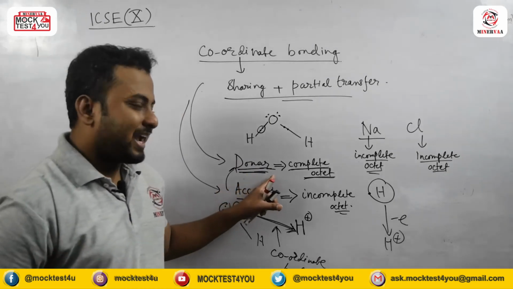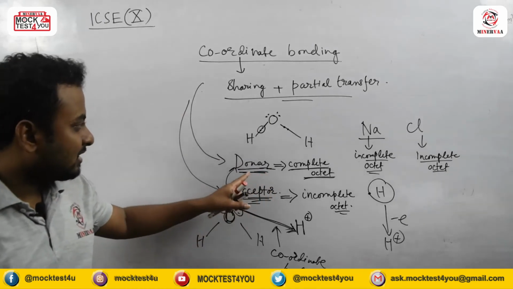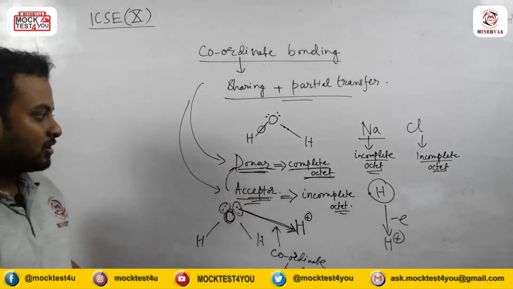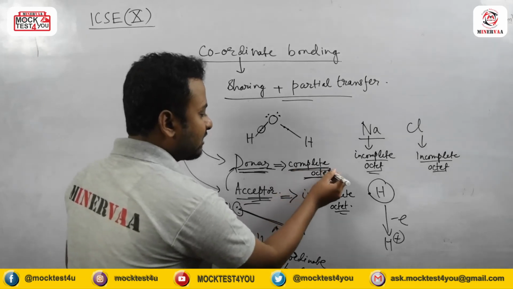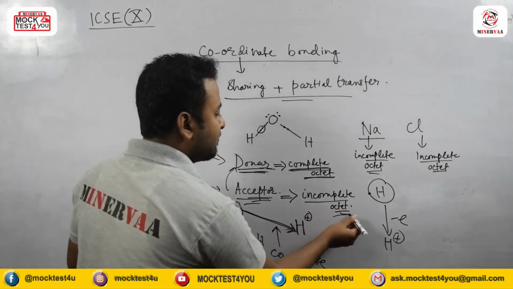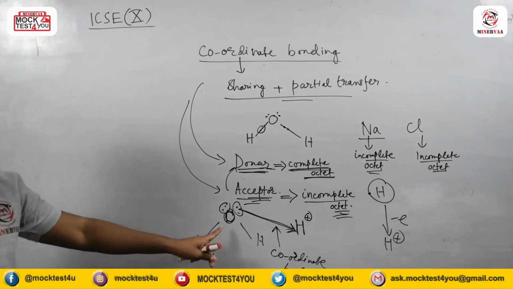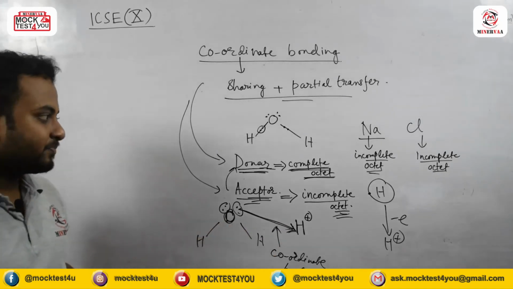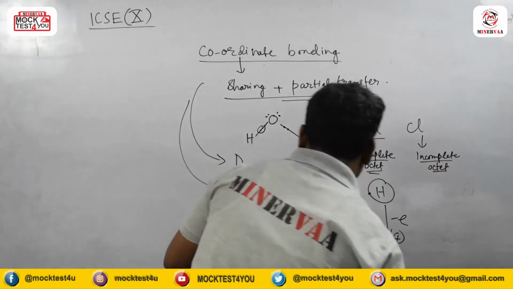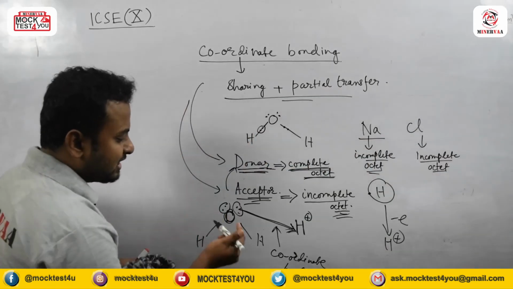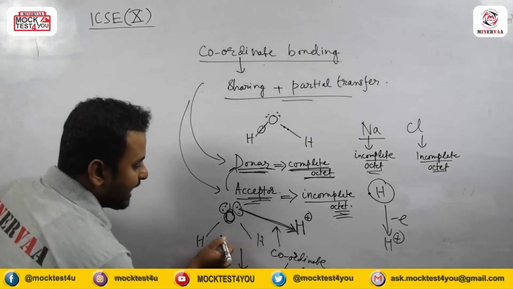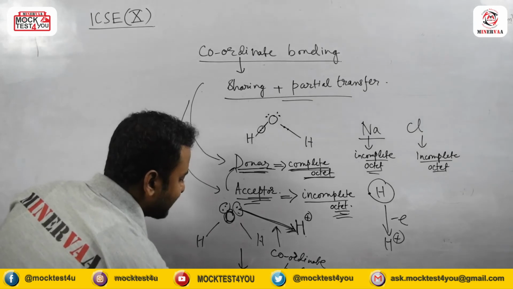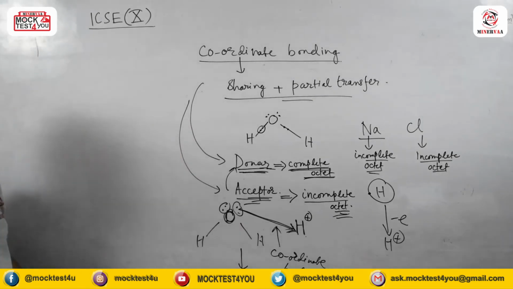So let us again refresh our memory: coordinate bonding needs two species, one is the donor and the other the acceptor. The donor will have a complete octet and the acceptor will have an incomplete octet, and the electron pair will be donated from the donor to the acceptor. So finally, what will form? H2O plus H plus, H3O plus will be formed.